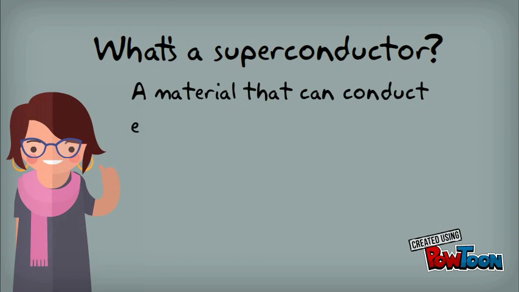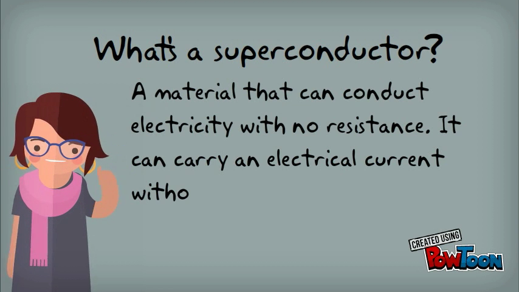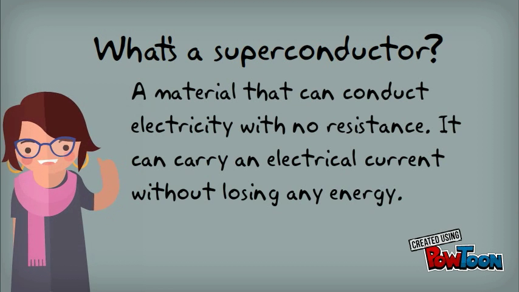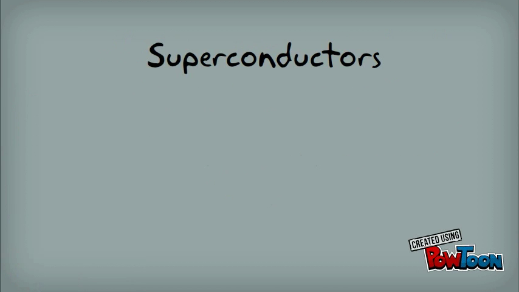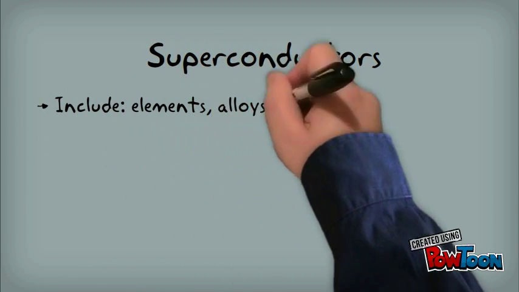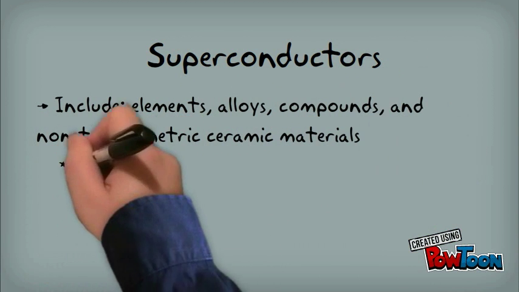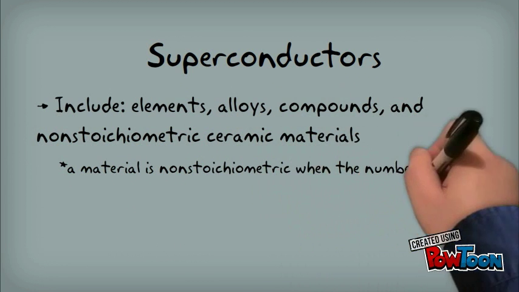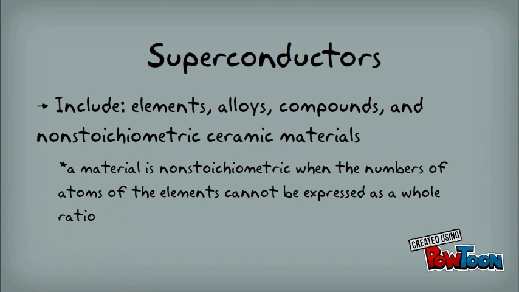What's a superconductor? A material that can conduct electricity with no resistance. It can carry an electrical current without losing any energy. Superconductors include elements, alloys, compounds, and non-stoichiometric ceramic materials. A material is non-stoichiometric when the numbers of atoms of the elements cannot be expressed as a whole ratio.